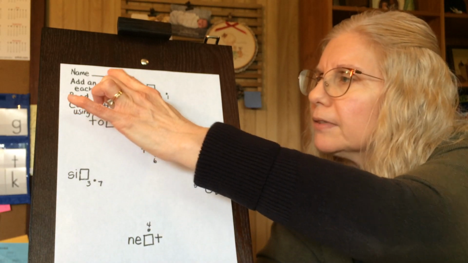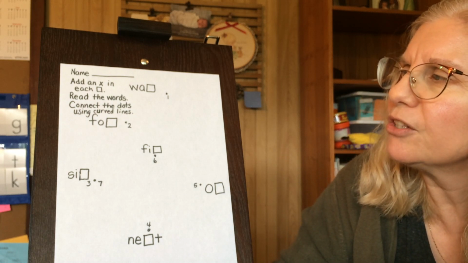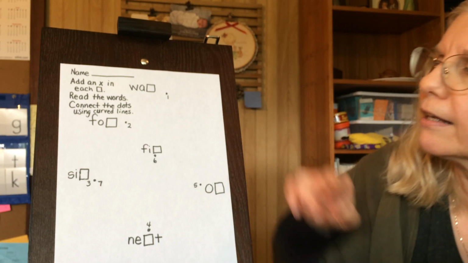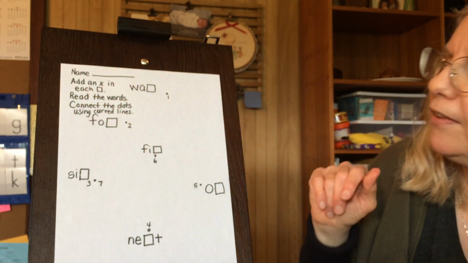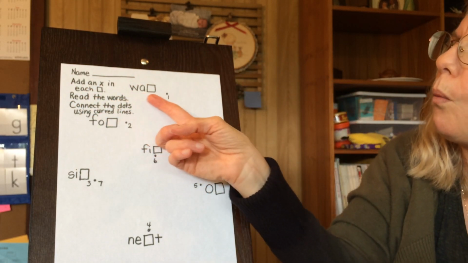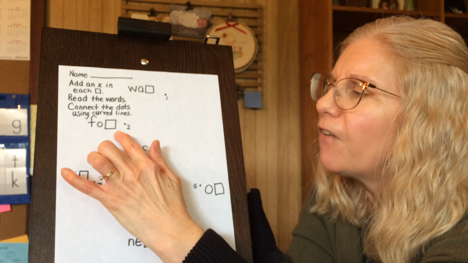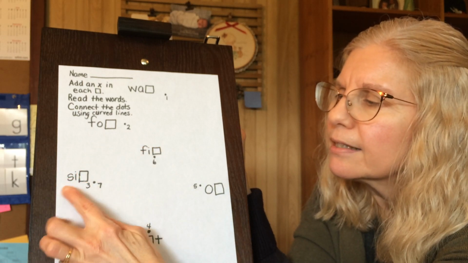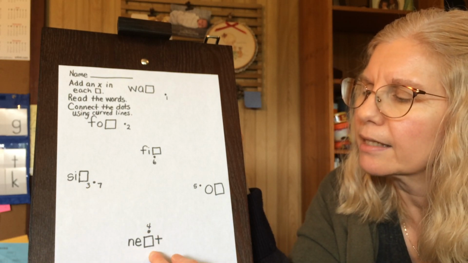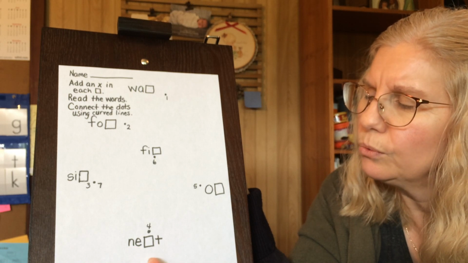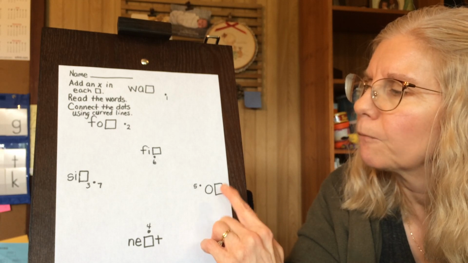So you want to use your pencil and put your name up on the top. And then it says add an X in each square. So put an X in each one of these squares. And then let's read the words. Ready? Wax. Did you put an X here too? Fox. Next, six. Next. Ooh, that's an awesome word. It has the X in the middle. Then, ox.